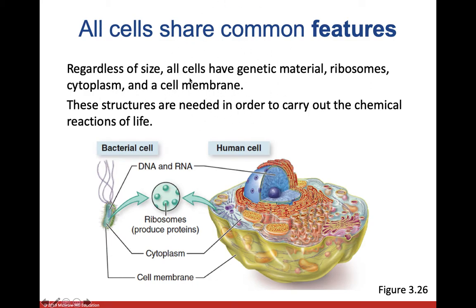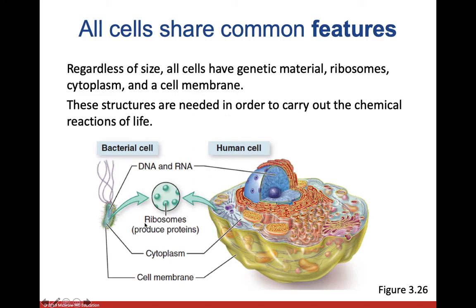You have to have all of these traits in common to be considered a cell, and all of these things are necessary to carry out all of the basic chemical reactions of life. So without these things that we're about to talk about, you won't be able to be a living organism. You won't be able to do all of the chemical reactions to make your DNA, to make proteins, to make energy that are required to live.